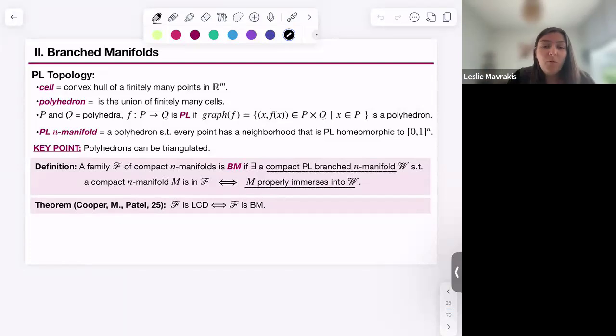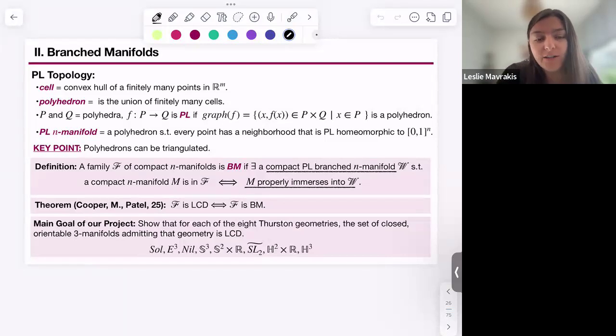But why we might care about any of these things is the main goal of our project. This is ongoing work. What we're trying to do is show that for each of the 8 Thurston geometries, the set of closed orientable 3 manifolds that admit that geometry is LCD. Thurston showed that a closed 3 manifold can be decomposed into components where each component has one of these 8 geometries. And so we're trying to show that the set of closed 3 manifolds that have entirely one of these geometries is LCD for each geometry.